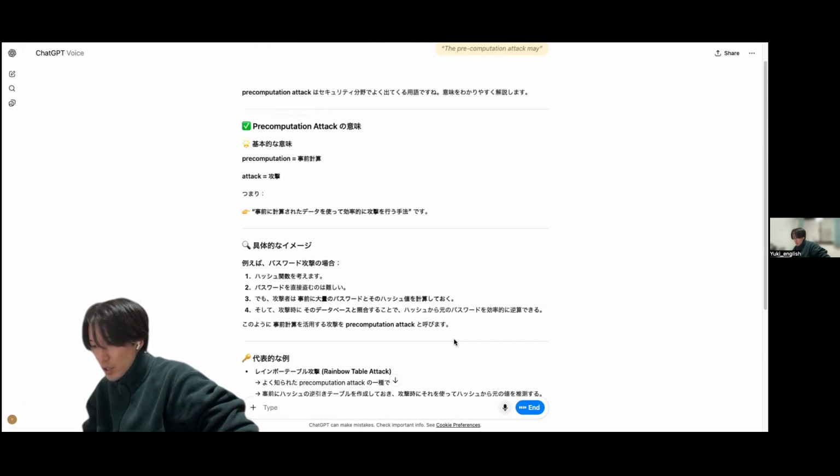If I understood correctly, precomputation attacks means previous calculation attacks. Is it right? You're on the right track.